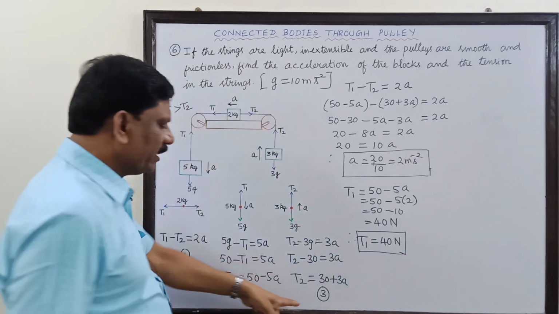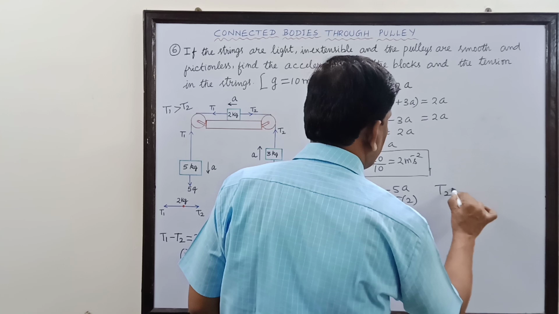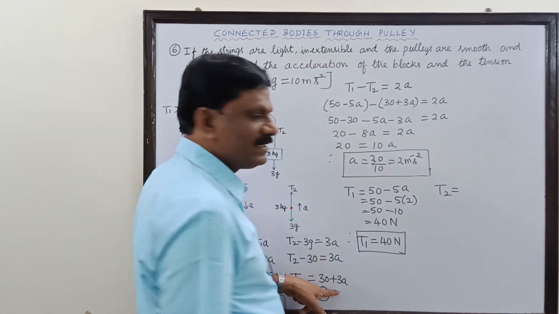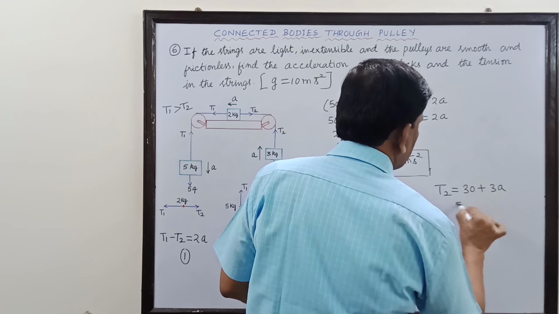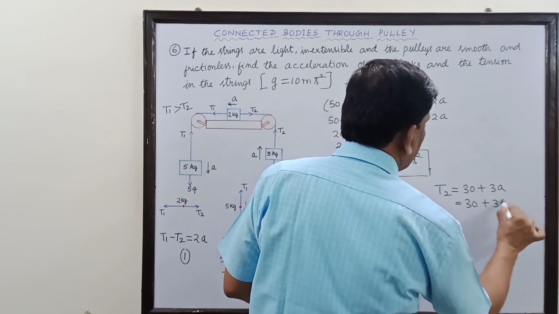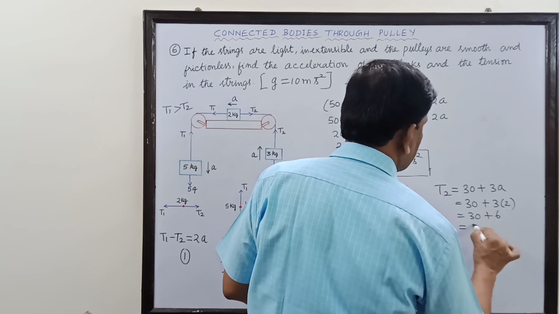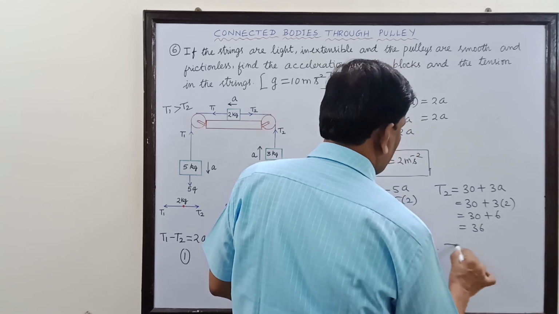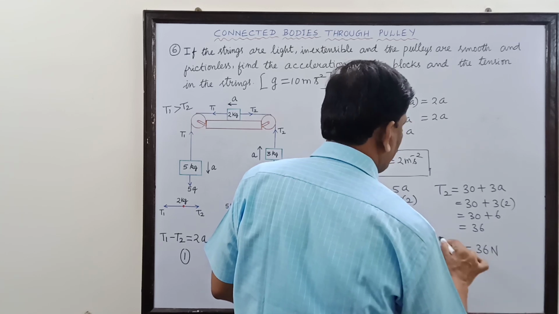Similarly, you take equation 3 to determine T2. So T2 must be equal to what? 30 plus 3A. So this is equal to 30 plus 3 into 2. So this is 30 plus 6. This is equal to 36. Therefore, T2 must be equal to 36 Newton.